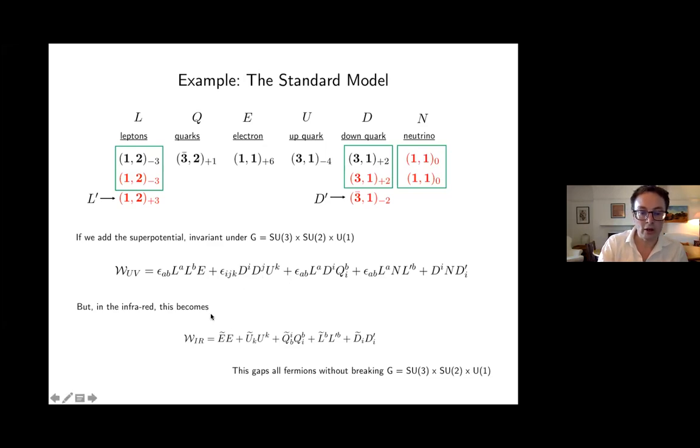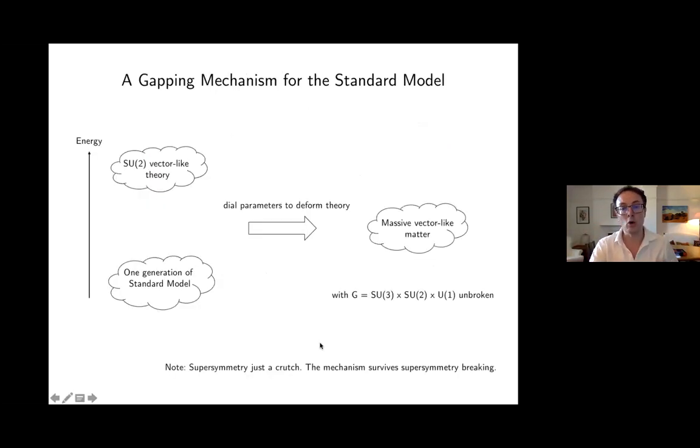And what you end up with at the end of the day is simply a mass term for everything in the standard model. So it's a very explicit construction that takes one generation of the standard model, admittedly makes it interact with extra vector-like degrees of freedom, but the upshot is that at the end of the day, all you have is massive vector-like degrees of freedom. Everything in the standard model has become massive. The standard model gauge group completely unbroken.